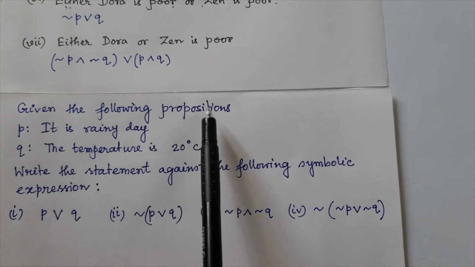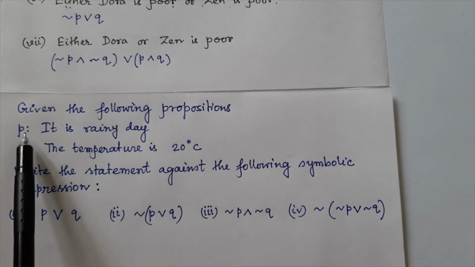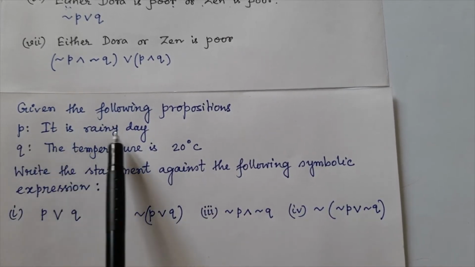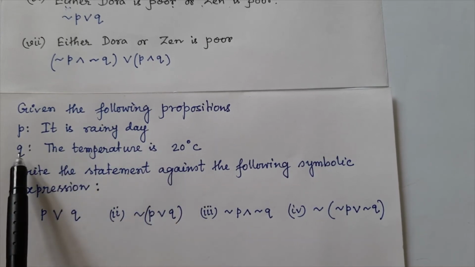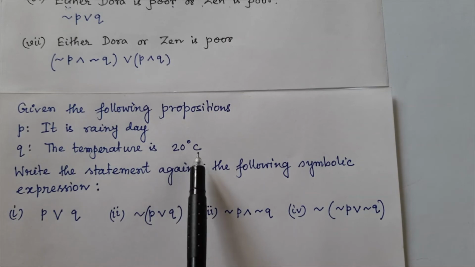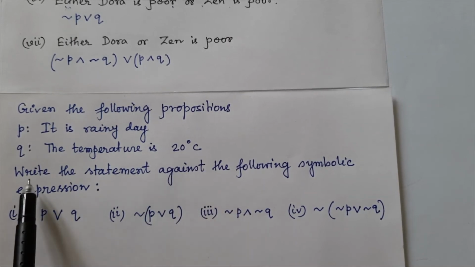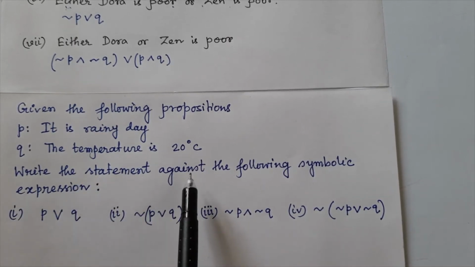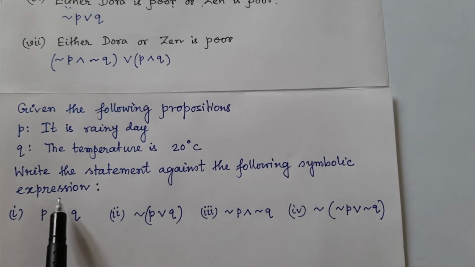Given the following propositions, proposition P, it is a rainy day. Proposition Q, the temperature is 20 degrees Celsius. Write the statement against the following symbolic expression. Expression 1, P or Q.